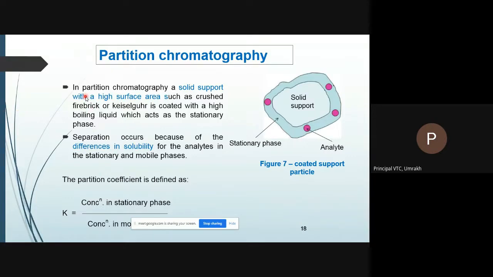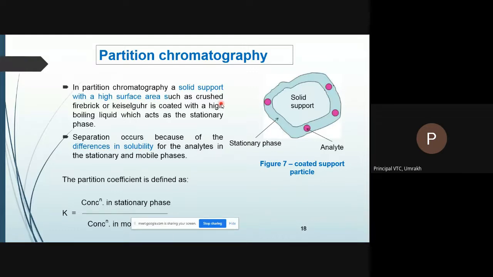So in partition chromatography, a solid support will be used, but that solid support needs to have a high surface area, such as crushed fabric or sugar, coated with a high boiling liquid which acts as the stationary phase. High boiling liquid means the liquid coated on the solid support needs to have less volatility. Then only will it remain for more time on the solid support.